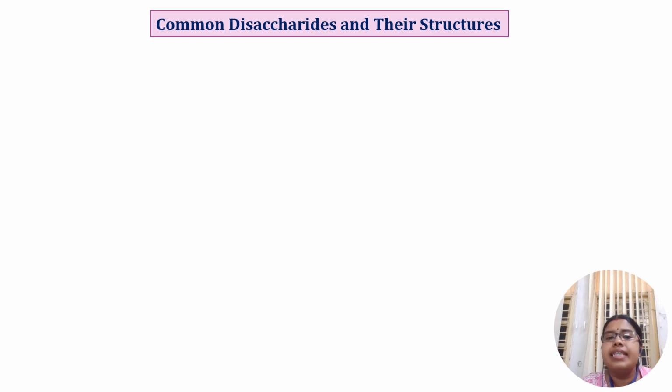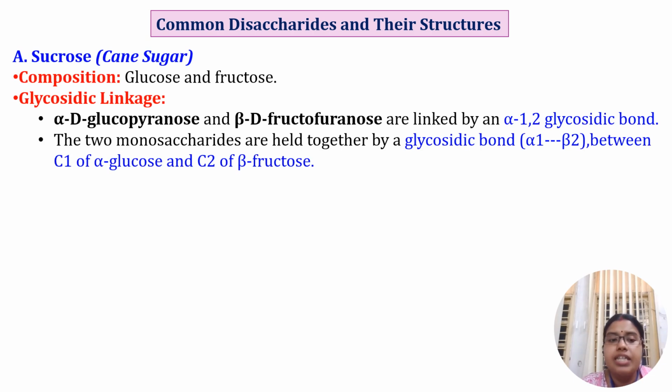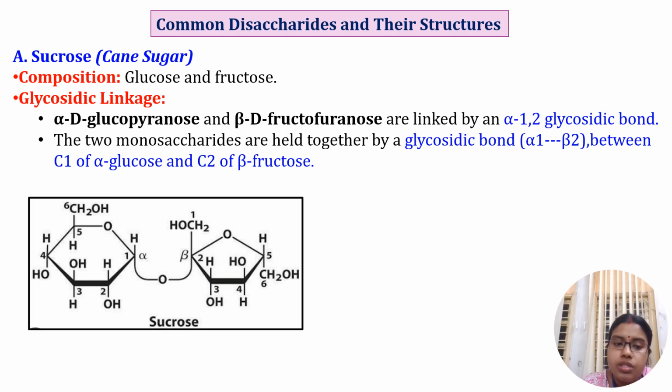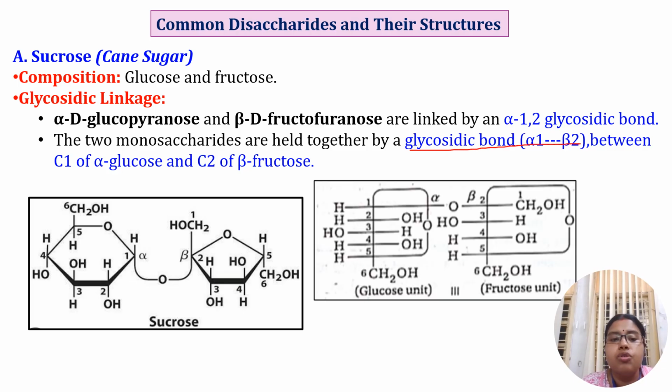Next, some common disaccharides and their structures. First one, sucrose, which is also known as cane sugar. It is composed of glucose and fructose. Alpha-D-glucopyranose is linked with beta-D-fructofuranose, with the alpha C1 linked to the C2 of beta-D-fructose. So the linkage is alpha 1, beta 2, between C1 of alpha glucose and C2 of beta fructose. This is the Haworth conformation and this is the Fischer projection. We can easily see that the C1 of the glucose is linked with the C2 of the beta fructose unit.